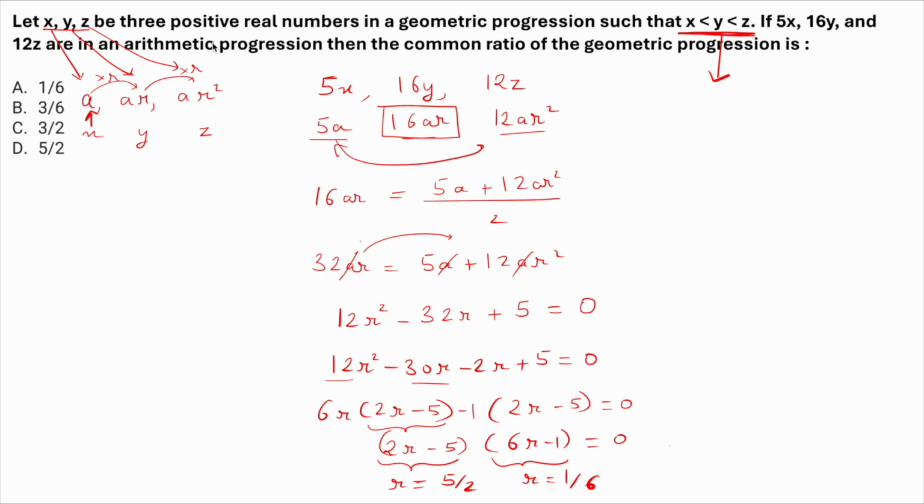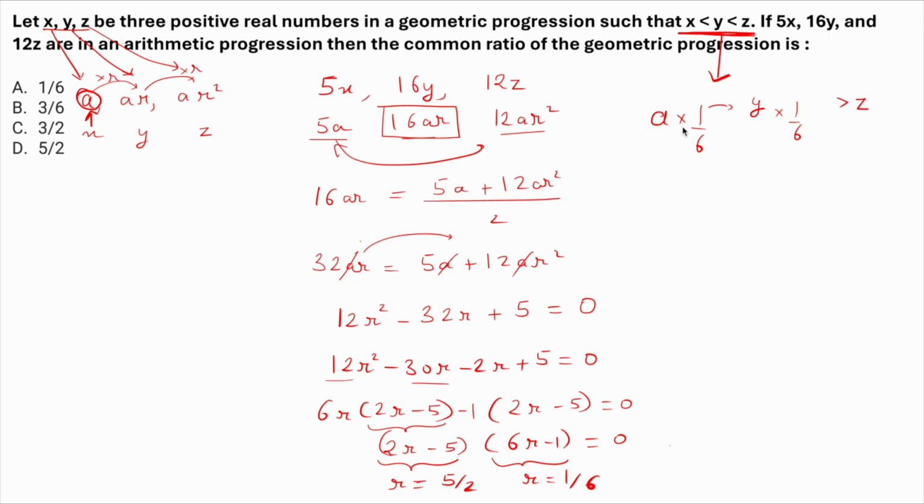If x is a positive real number, that means a is also a positive real number. A into 1 by 6 will be the value of y. That means y has become less than a. If you further multiply it by 1 by 6, z will be a into 1 by 6 into 1 by 6. So z will be further lesser than y.